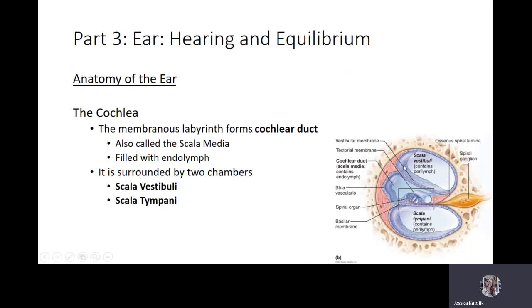So this is the scala vestibuli and this scala tympani over here. And both of these are going to be part of the bony labyrinth, and they'll be filled with perilymph.